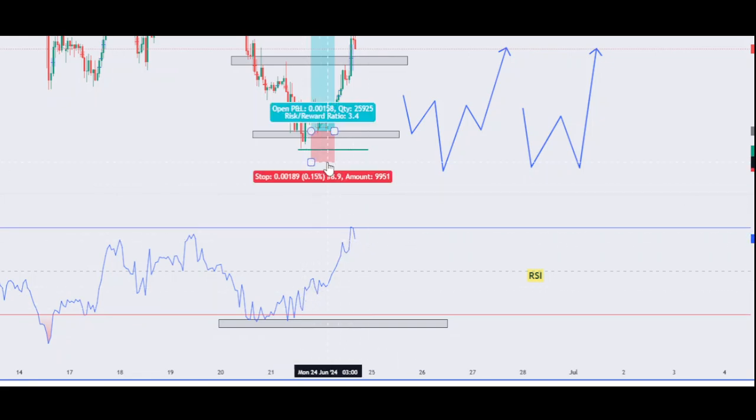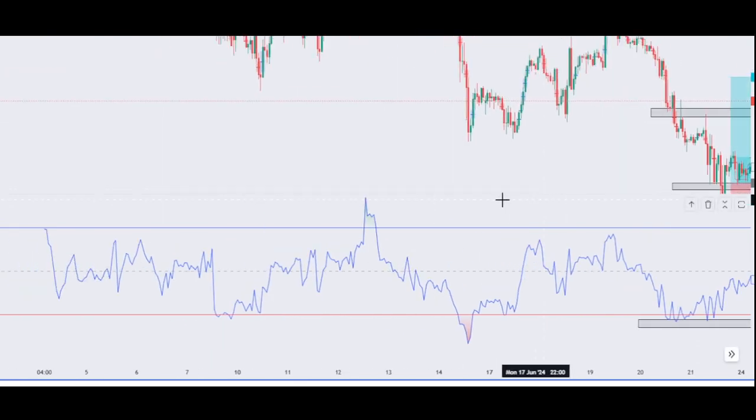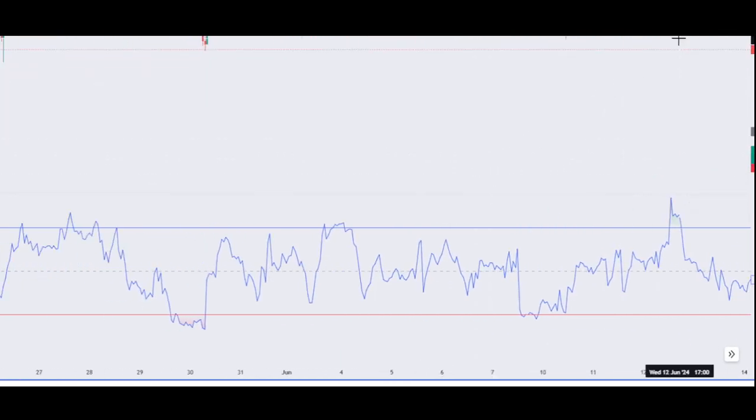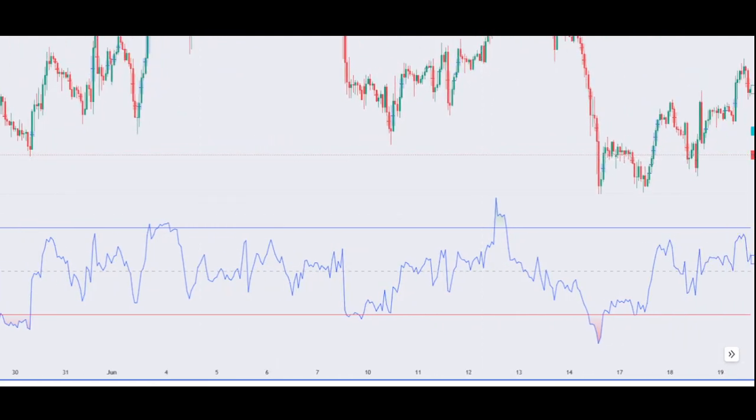Do you understand what I'm saying? That is how to trade RSI bullish divergence. Let me show you another example here. Now, this is another beautiful example. Let me take the candlestick back so that you guys can understand very well.